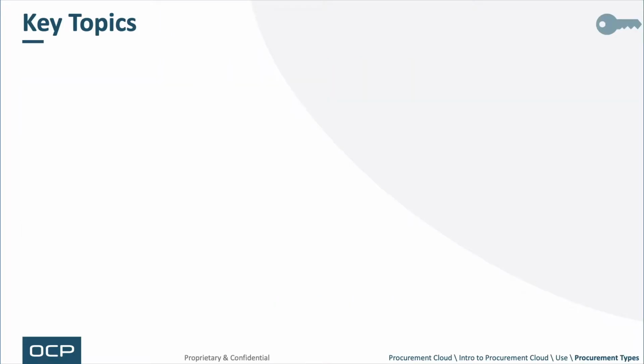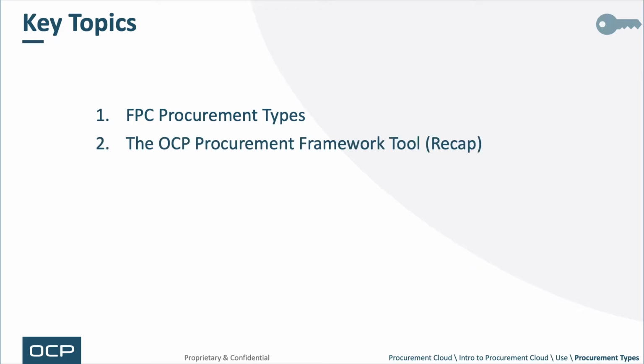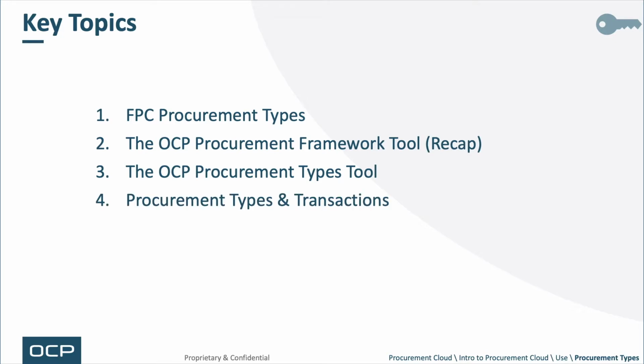Okay, so the topics for this video are as follows. FPC, or Fusion Procurement Cloud, procurement types; the OCP Procurement Framework tool, which is a recap slide; the OCP Procurement Types tool, which is this presentation more or less; procurement types and transactions; and lastly, detailed steps for each procurement type. So let's get started.